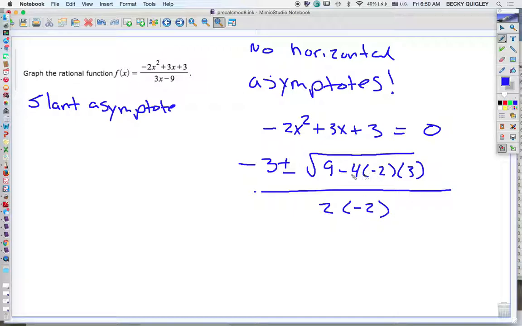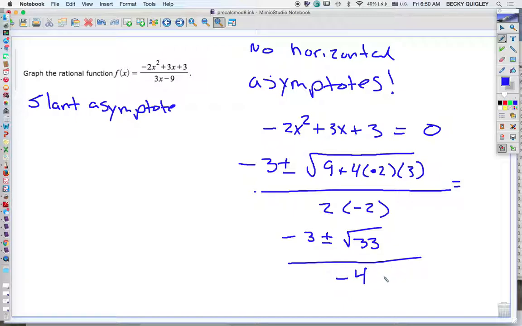I always pay attention to signs first. I have a negative times a negative, so I know that this is going to be plus. I'm just going to get rid of that little negative symbol. So 4 times 2 is 8. 8 times 3 is 24. 24 plus 9 is 33. I did that very quickly, I just want to make sure. 8 times 3 is 24. 24 plus 10 would be 34, but it's 1 less, so it's 33. So negative 3 plus or minus the square root of 33 all over negative 4.